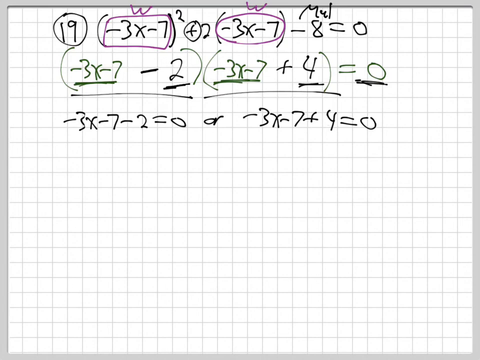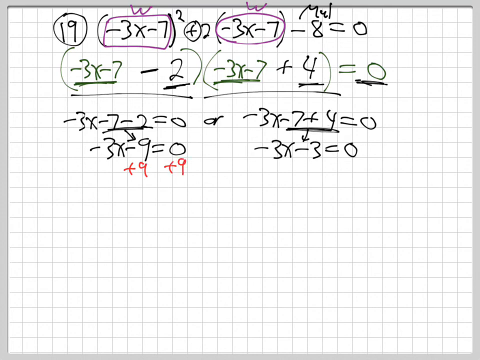It's just bigger. So then we just do the like terms. Minus 7 minus 2 is minus 9. Over here, minus 7 plus 4 is what? Minus 3. These two make minus 3, and these two make minus 9. And then x is saying, I want to be alone. So we add the 9. So minus 3x is 9.